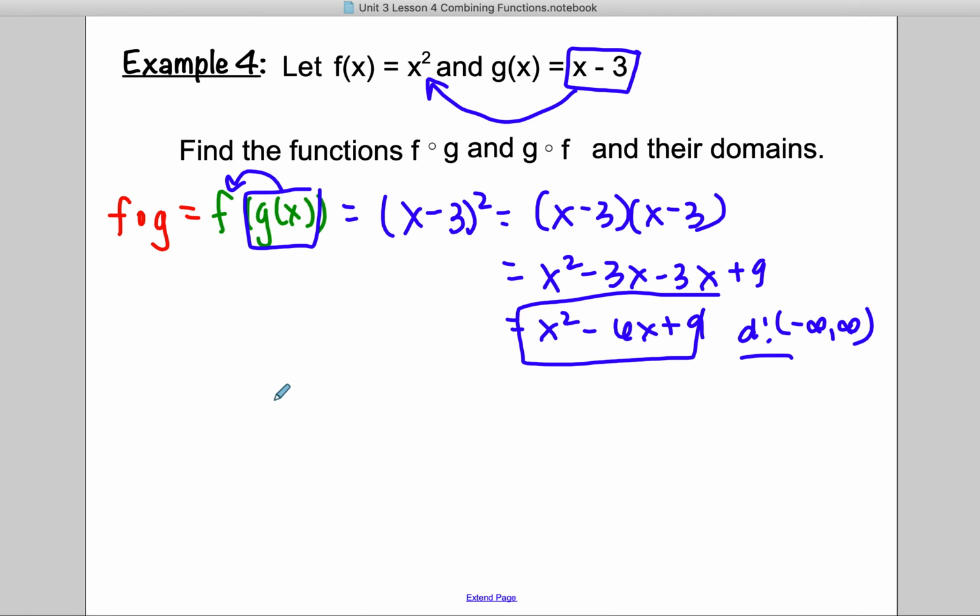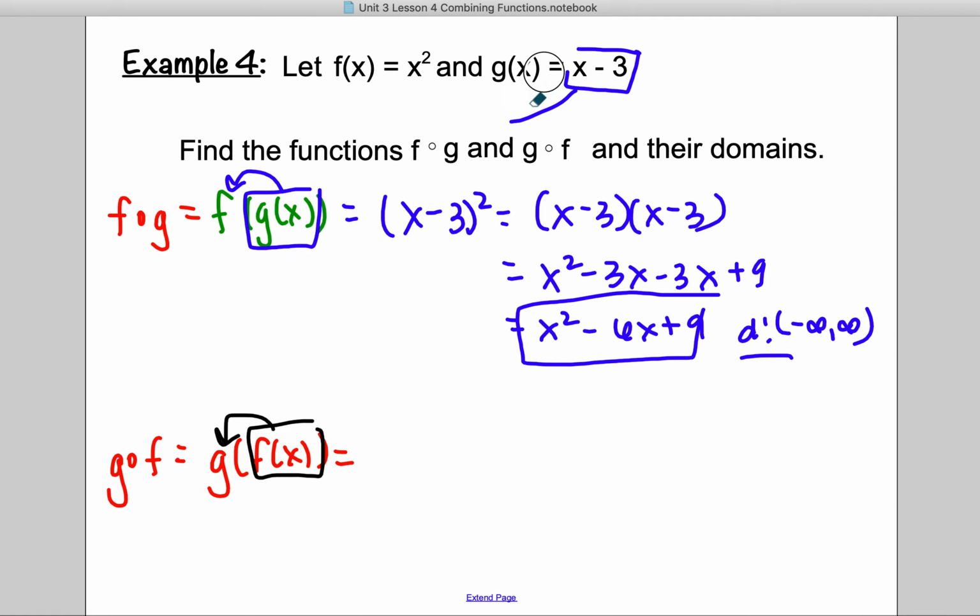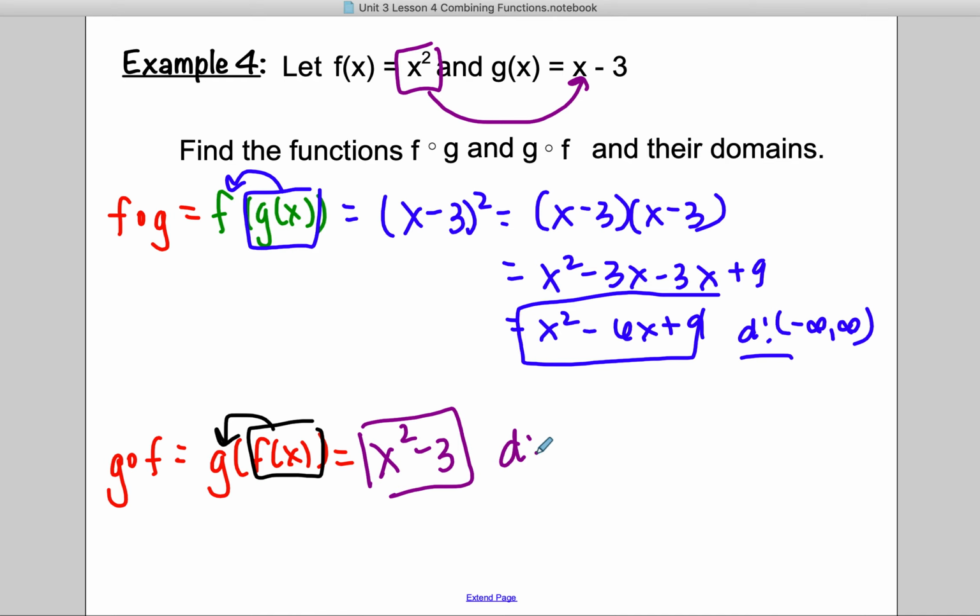Okay. Then the other problem we need to do is g of f. So the way I would write it, it's really f being plugged into g. So here it is in the notation you like. We're taking function f of x, plugging it into g. So now we're doing the opposite. Here's f of x, plug it in the spot of x. So I would have x squared minus 3. And once again, polynomial, so domain, negative infinity to infinity. That would be example 4.